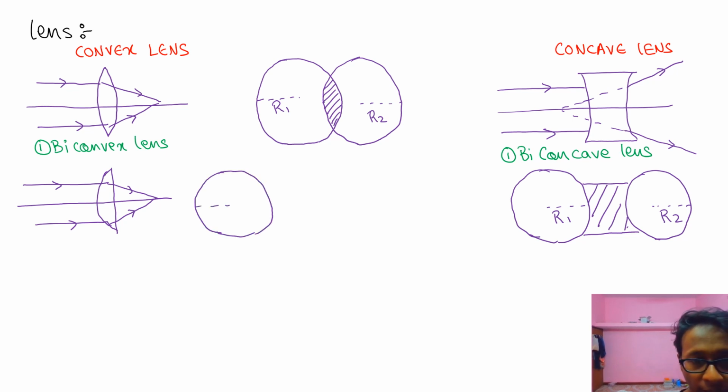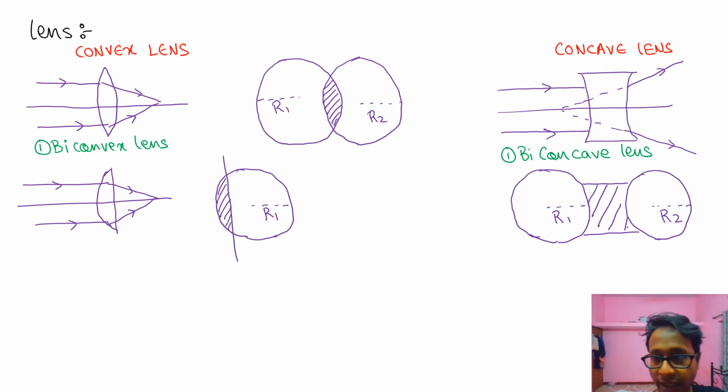The second type of lens is made up of a union of a sphere of radius R1 and a plane surface. I made the intersection at the incorrect junction, let me make it at the correct junction. The radius R1 and a straight line. So this intersection will be called this lens. Similarly out here, this kind of lens also can exist.